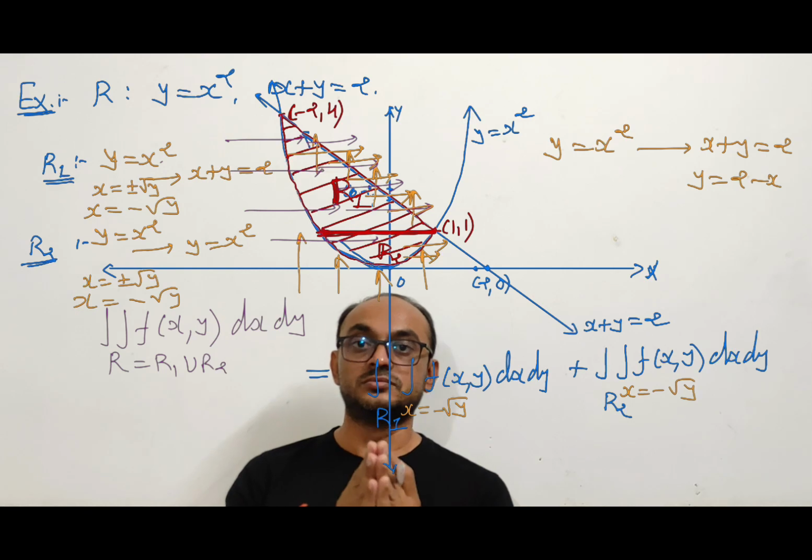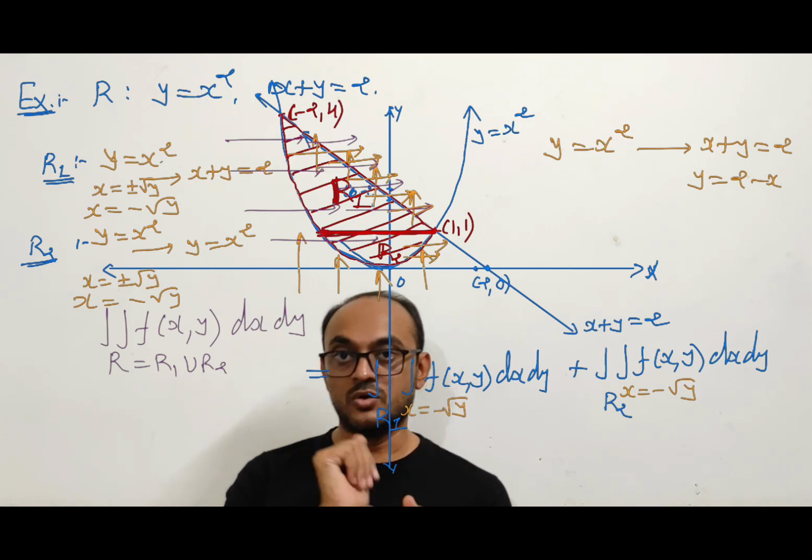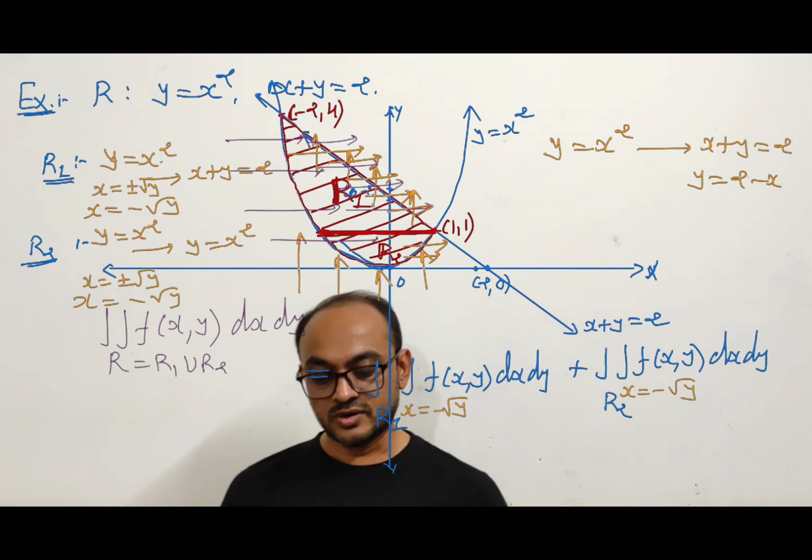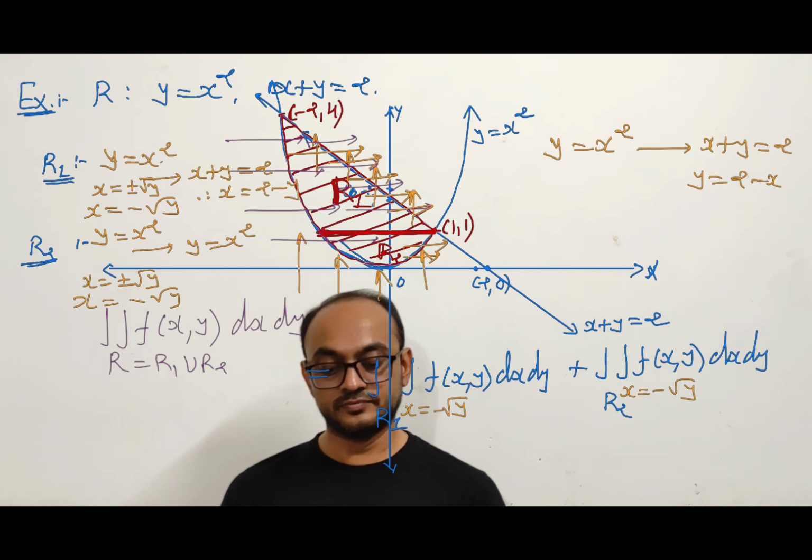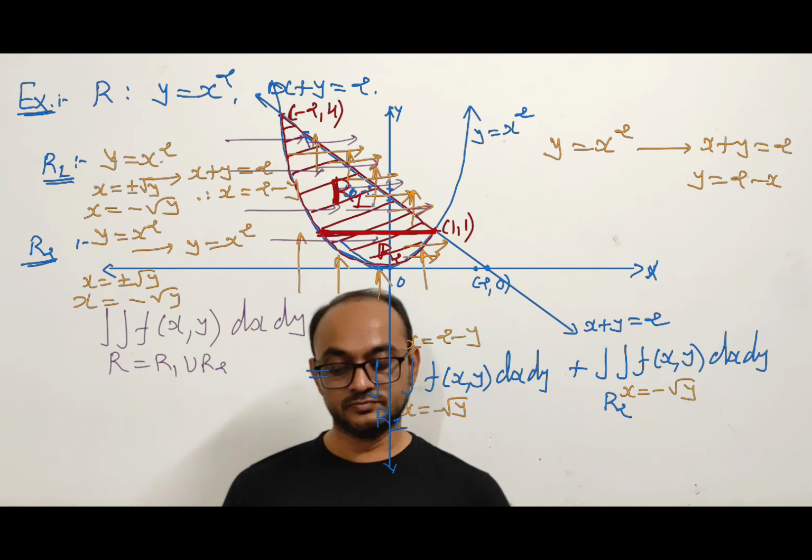What is the upper limit? Upper limit is exit. Curves are already fixed. For R1, it is x plus y equal to 2. For R2, it is y equal to x square. Right. So let us write for R1 first. What is x? 2 minus y. This is my x. So x is equal to 2 minus y for R1.